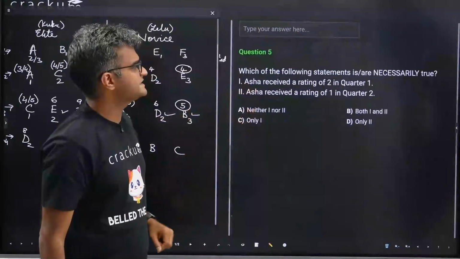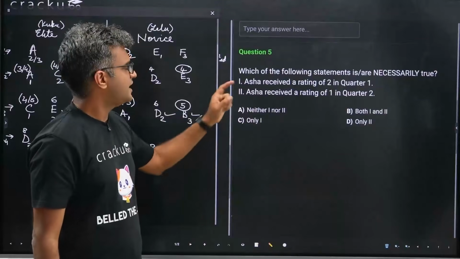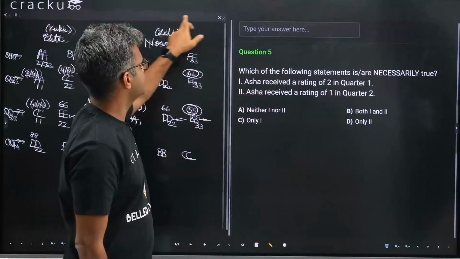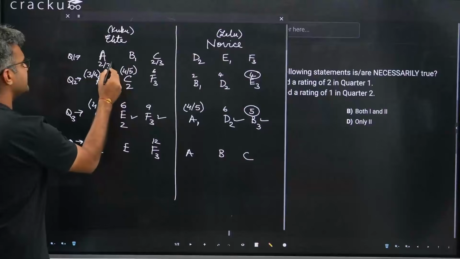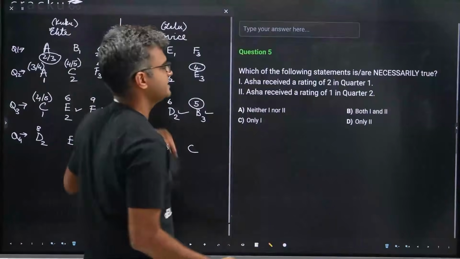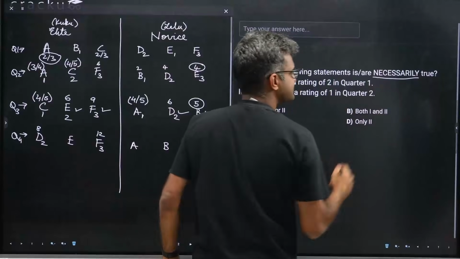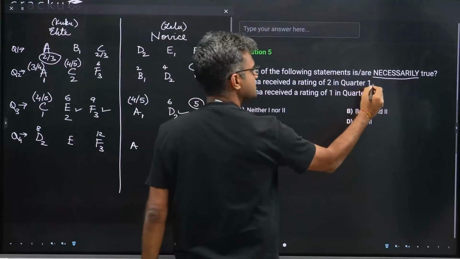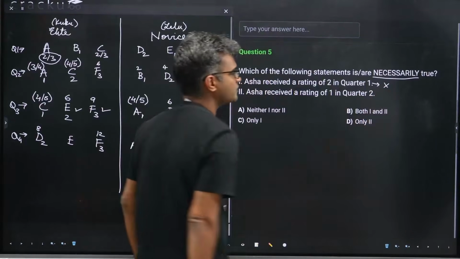Which of the following statements is or are necessarily true? Asha received a rating of 2 in Q1. Now Asha received a rating of either 2 or 3. So we can't say this for certainty. This is not necessarily true. This can be true, this can be false. So this is not necessarily true.